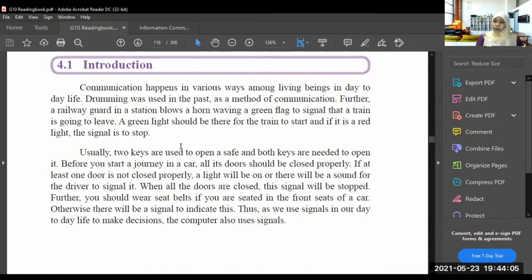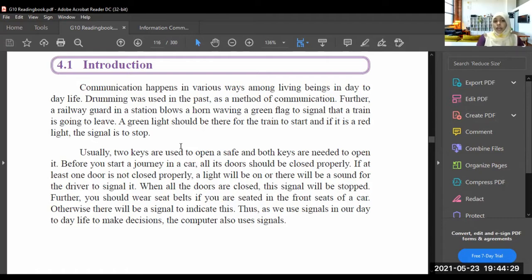Drumming was used in the past, you know that, right? So in the past there are several methods. People used several methods or various methods to communicate the information or to communicate with each other. So what have they used? They have used drumming as a method of communication.